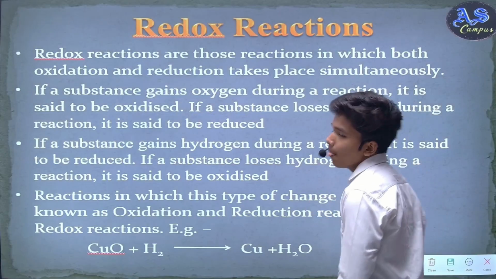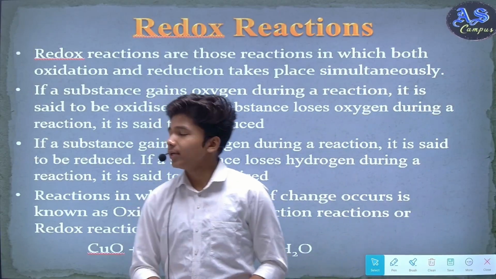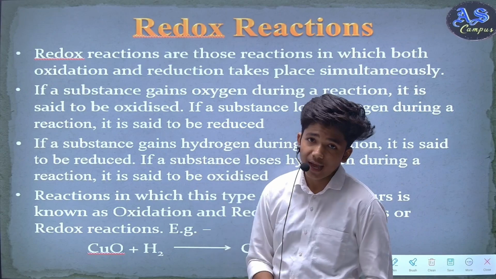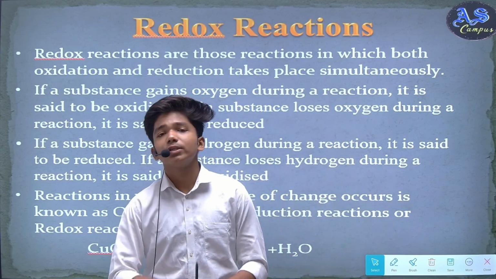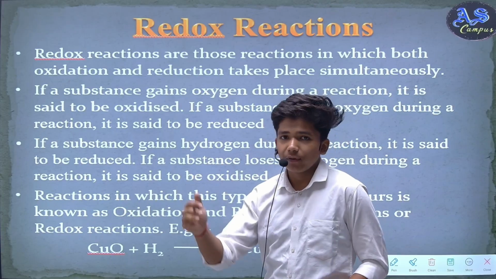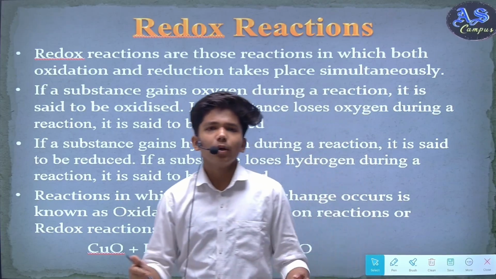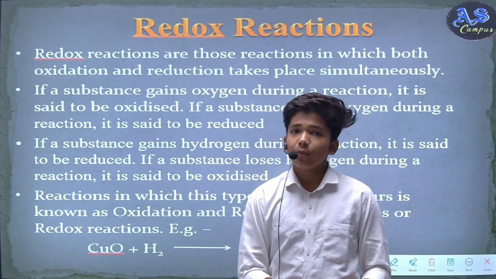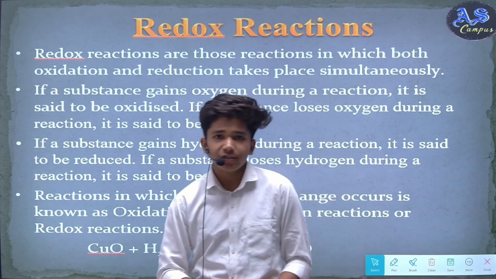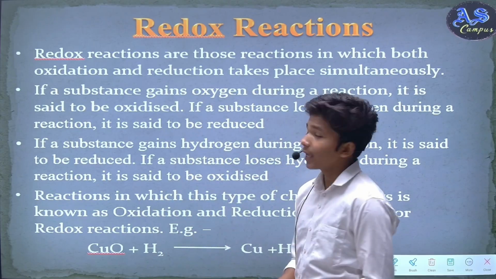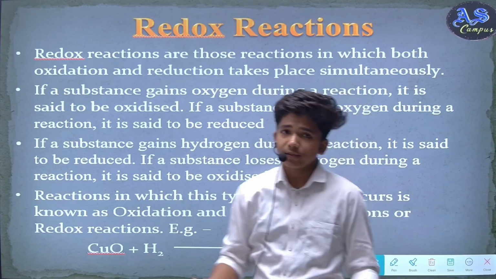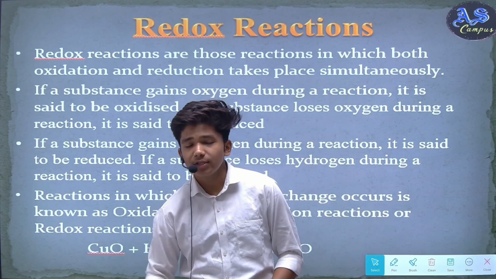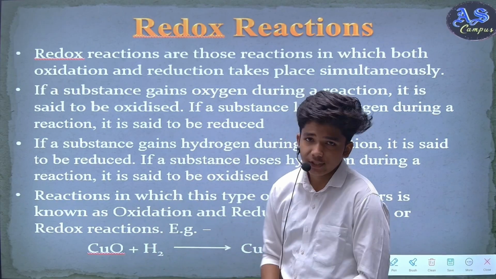Let us come to the last reaction type, which is redox reaction. Redox reaction, what is it? A redox reaction is the one which involves both oxidation and reduction processes. So what do you mean by them? Oxidation is one in which there is an increase in oxidation state, or there is a gain of oxygen. On the other hand, reduction, what is reduction? In which there is a loss of oxygen or there is a decrease in the oxidation state.